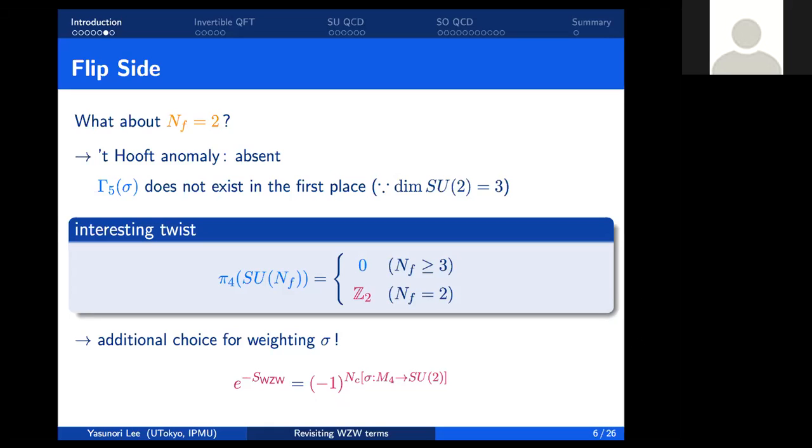So when you say here (-1) to the N_C bracket sigma, I mean bracket sigma is the element of pi_4? Element of, yes. So if sigma belongs to the trivial element in Z2, then it's 0. And if it belongs to the non-trivial element, then it takes the non-trivial element in Z2. So it's 1.